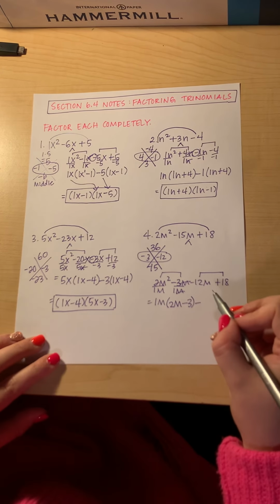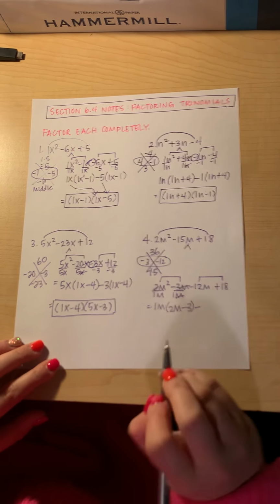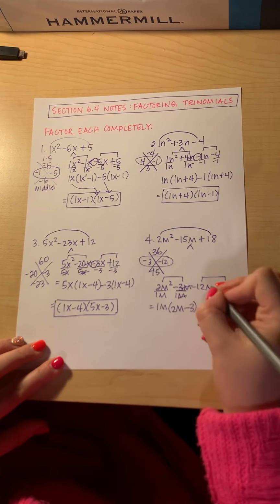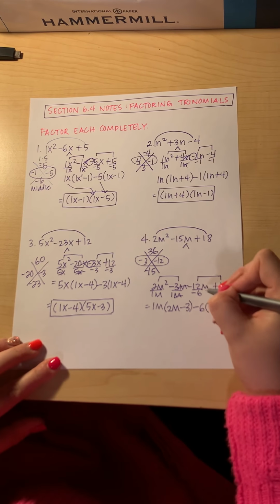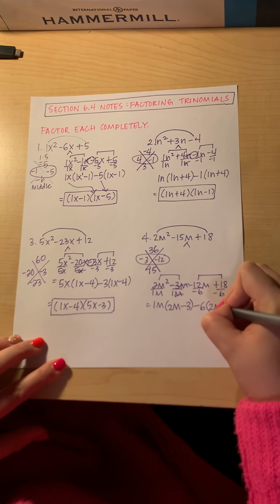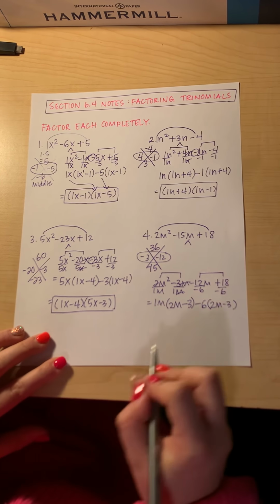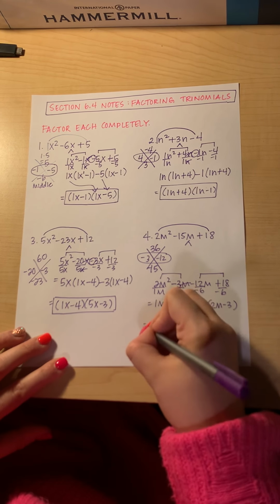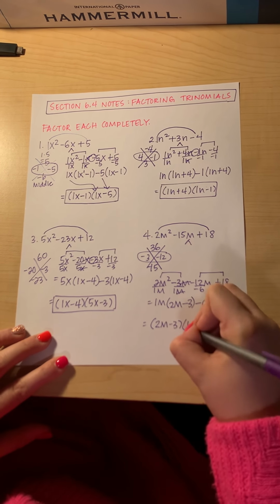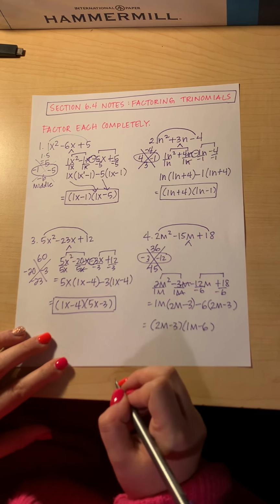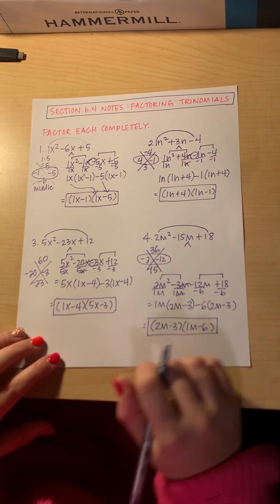Okay, now I've got some bigger numbers to think about. In group 2, I need to find the biggest number that goes into 12 and 18. That's going to be 6 here. So we will divide both of these by negative 6. Negative 12 divided by negative 6 is positive 2, and that m comes down. 18 divided by negative 6 is negative 3. They both match. We did this right. So I have 2m minus 3 in the first set of parentheses and 1m minus 6 in the second set. So there's a little bit of review of factoring trinomials.